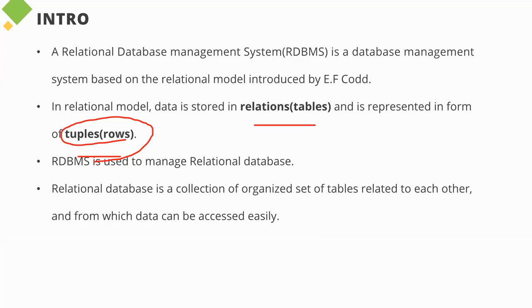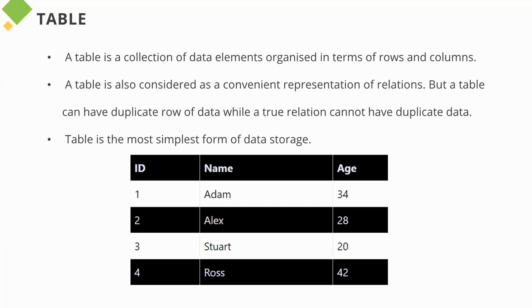An RDBMS is a collection of an organized set of tables. The tables are not randomized; they are organized with relations and tuples. So what is a table generally? A table is a collection and combination of rows and columns. But a table can have duplicate rows of data, while a true relation cannot have duplicate data. A table is the simplest form of data structure, and you can understand it at a glance.